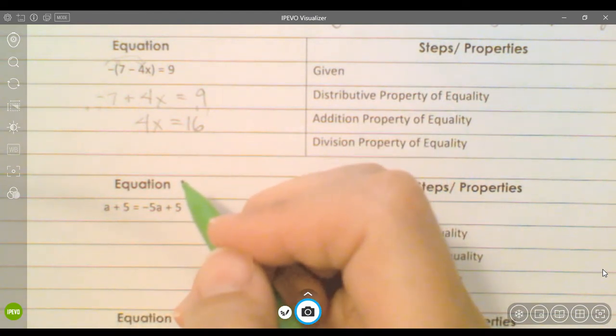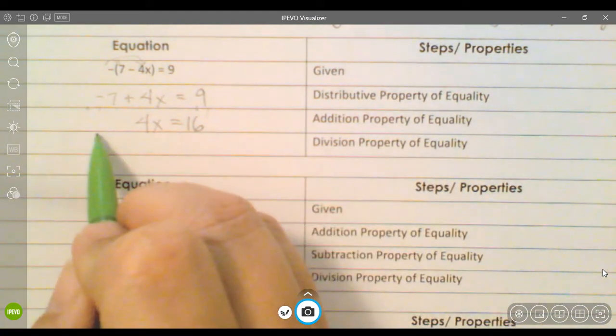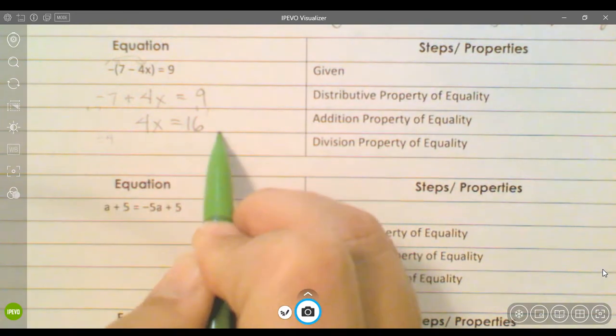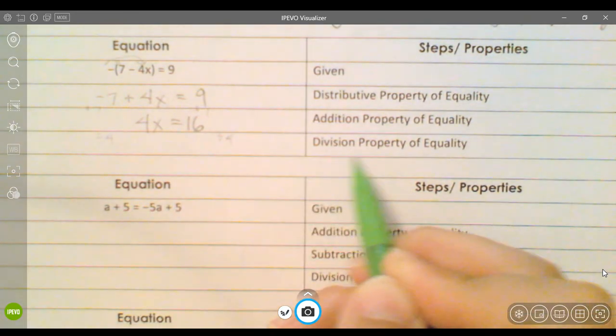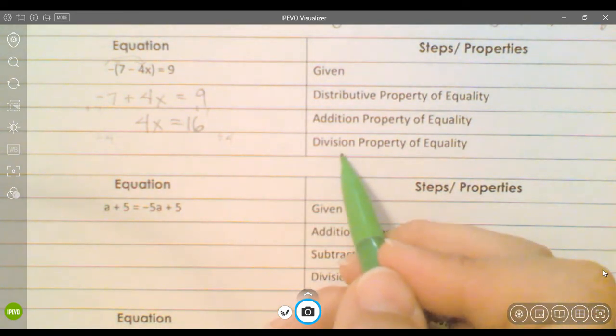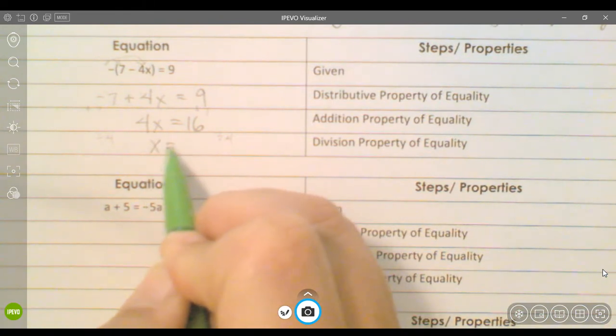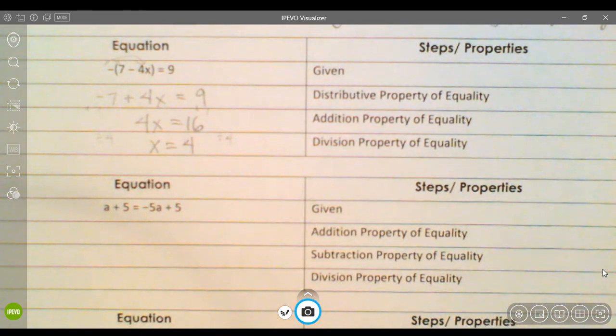And now what is the next step? The next step says we divide by 4, which they tell me I'm supposed to divide something on both sides. Well, we divide by 4, and we find that x equals 4.